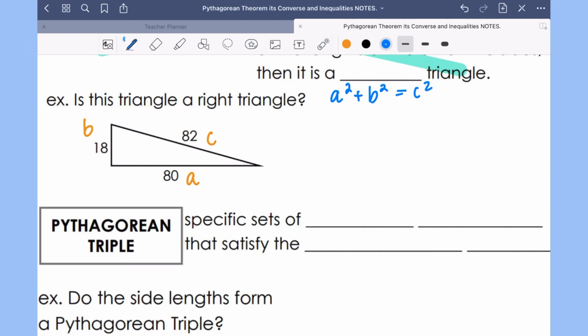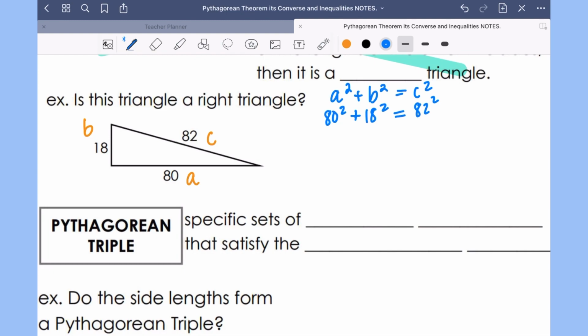So let's double check that this works. For A, we're going to choose 80 squared. Let's plug in our values. For B, that's 18 squared. And then 82 squared. Okay, so let's remember what we're doing. The question is asking, is this a right triangle? If it is, then the Pythagorean theorem is going to work.